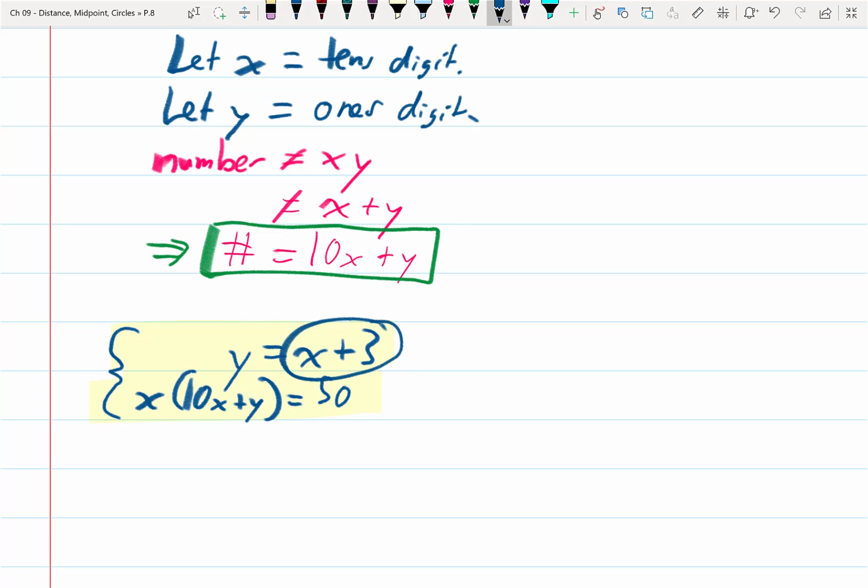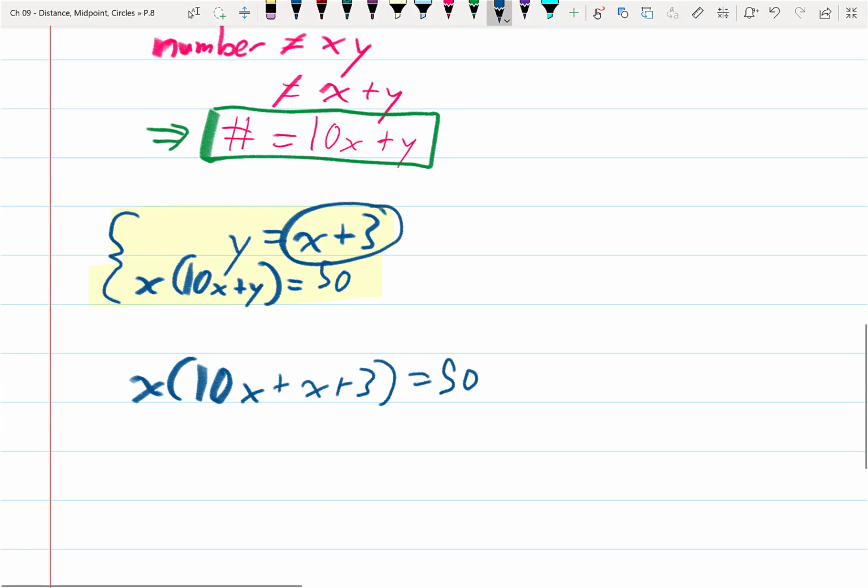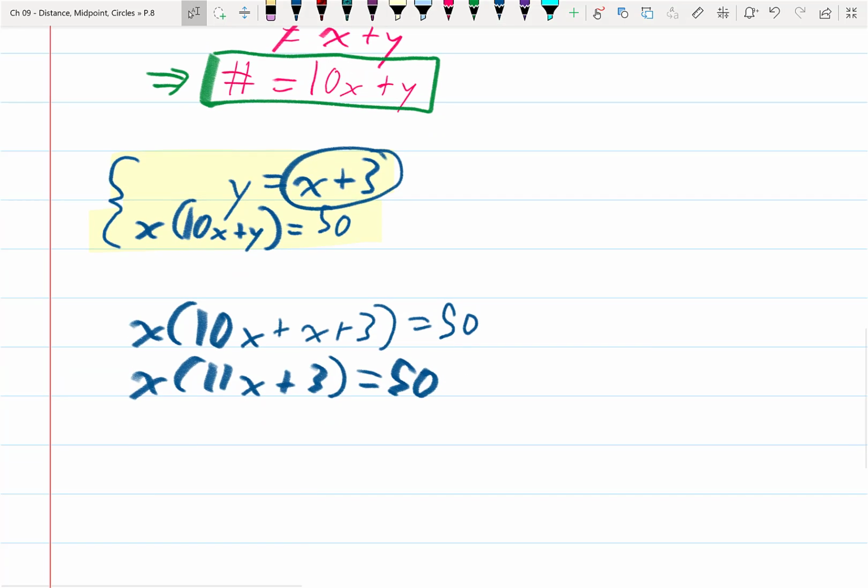I'm going to argue, let's just go ahead and plug this in right now. 10x plus x plus 3 is 50. Or, since I'm going to take this a little carefully, 11x plus 3 is 50. Or 11x squared plus 3x minus 50 equals 0.